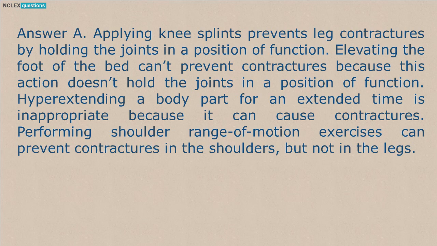Answer A. Applying knee splints prevents leg contractures by holding the joints in a position of function. Elevating the foot of the bed can't prevent contractures because this action doesn't hold the joints in a position of function. Hyperextending a body part for an extended time is inappropriate because it can cause contractures. Performing shoulder range of motion exercises can prevent contractures in the shoulders, but not in the legs.